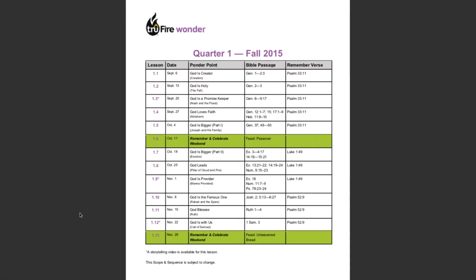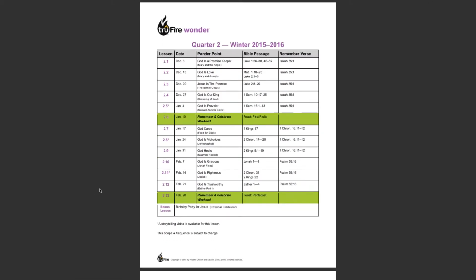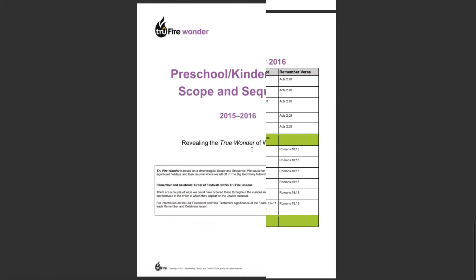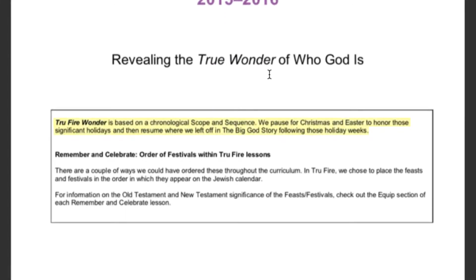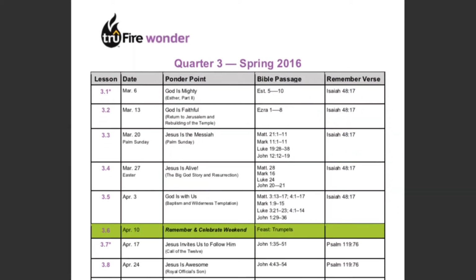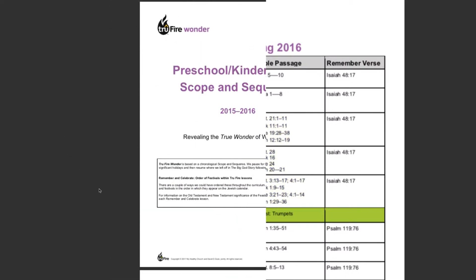The scope and sequence begins in September with Genesis and it ends the following August in Revelation. However, we encourage new users to plan a start date that works for your church and then jump in at any point. The lessons do take children through the Bible chronologically, but they also make an exception for Christmas, where the focus is on Jesus' birth, and Easter, where we focus on his death and resurrection. There is also a special emphasis on the day of Pentecost.